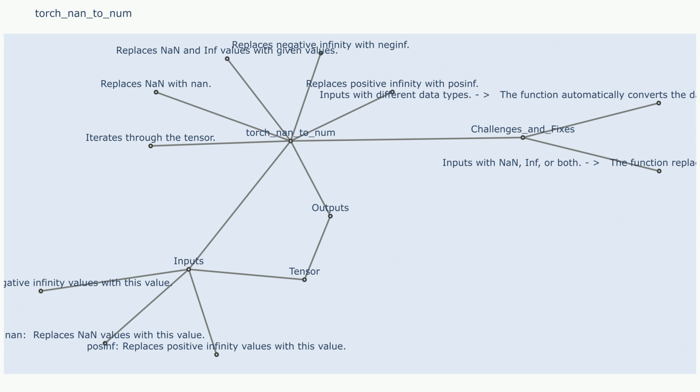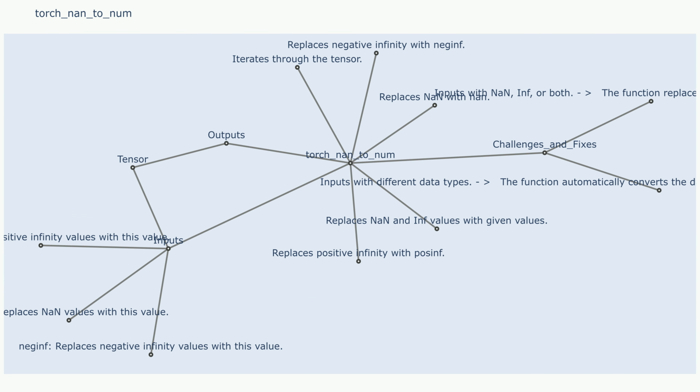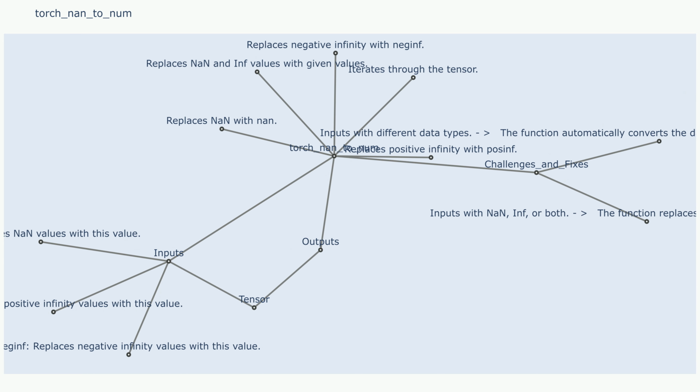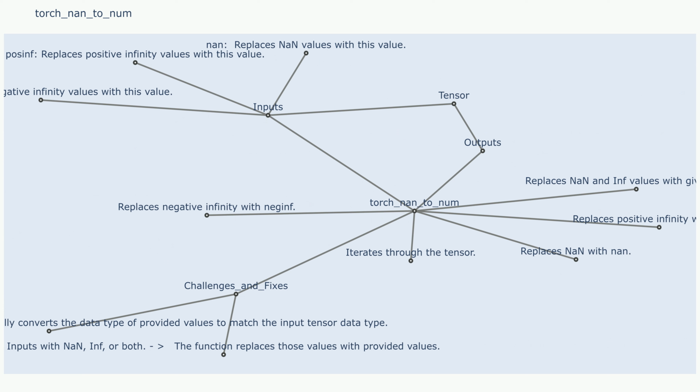Challenges and fixes. Challenge 1: torch.nan_to_num might not be able to handle all cases of NaN or infinity values in a tensor, especially when dealing with complex numbers. Sample use case that resulted in challenge 1: working with tensors containing complex numbers. NaN or infinity values might occur in both the real and imaginary components. Fixes to challenge 1: use torch.complex to convert complex numbers to a complex tensor and then apply torch.nan_to_num. Utilize torch.isfinite to identify and handle finite and non-finite elements.